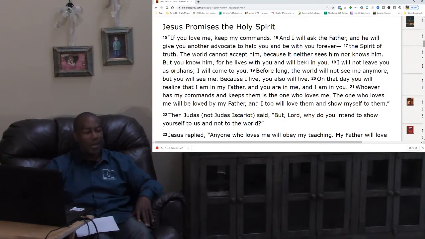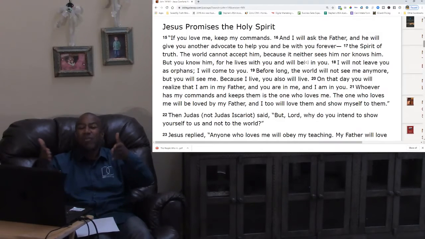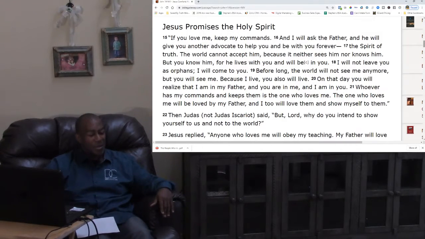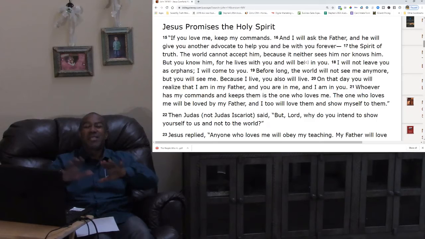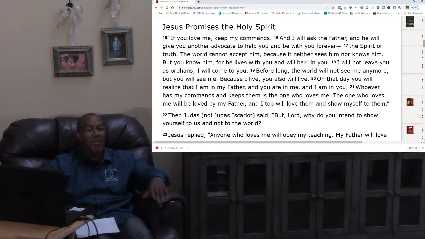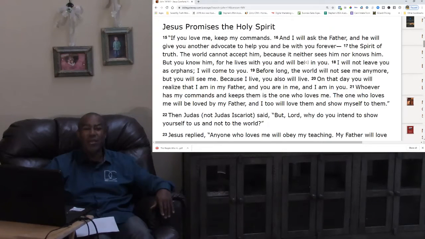It says, if you love me, keep my commandments. That's what it says. It says commands, but if you look in a different translation, it says commandments. If you love me, keep my commandments. If you don't love me, don't keep my commandments. That's what that means. If you say you love the Lord and you don't keep the commandments, you're a liar, and the truth is not in you. The Bible says in 1 John.